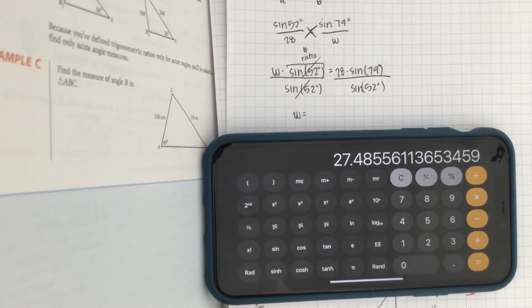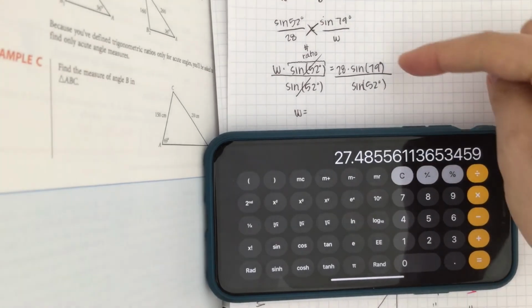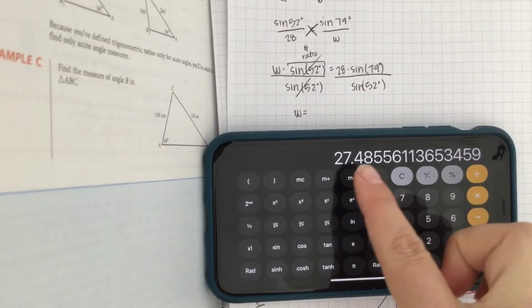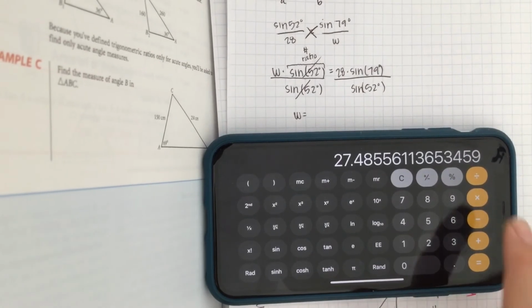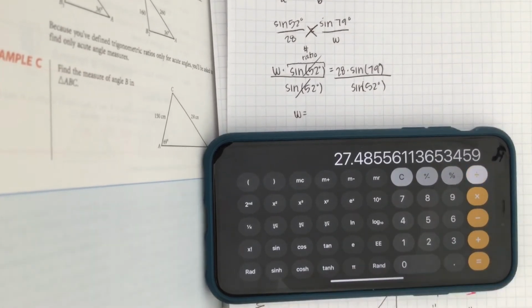So this is my numerator, and this is one of the reasons why we don't want to write it down: see how far it goes? We don't want to round that. We want it to be as accurate as possible. So I'm going to take that value and I'm going to divide by my denominator.